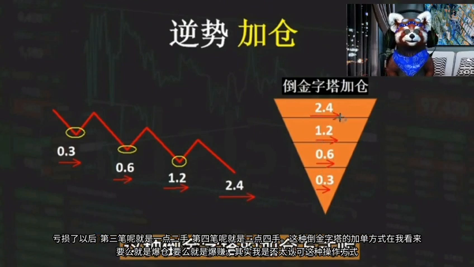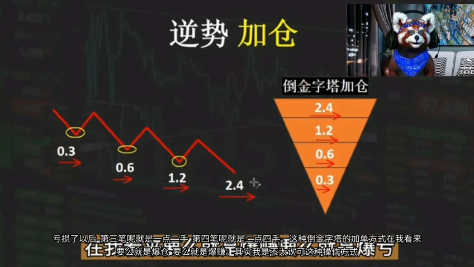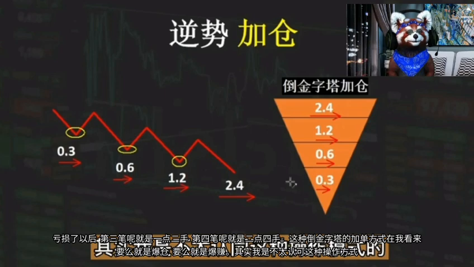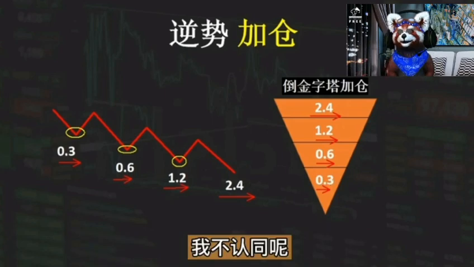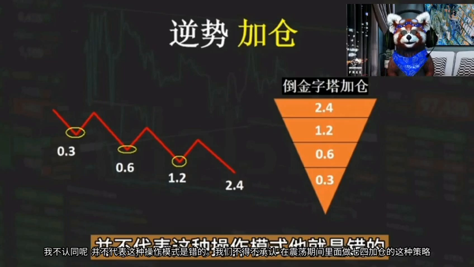In my opinion, this kind of inverted pyramid method of adding orders is either a liquidation or a huge profit. Actually, I don't really approve of this method of operation. I don't agree, but that doesn't mean this operation mode is wrong.